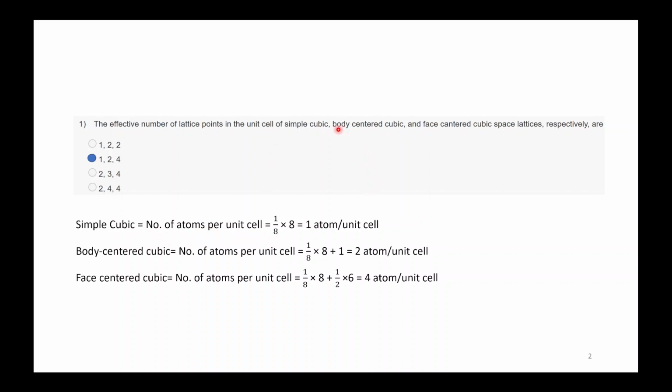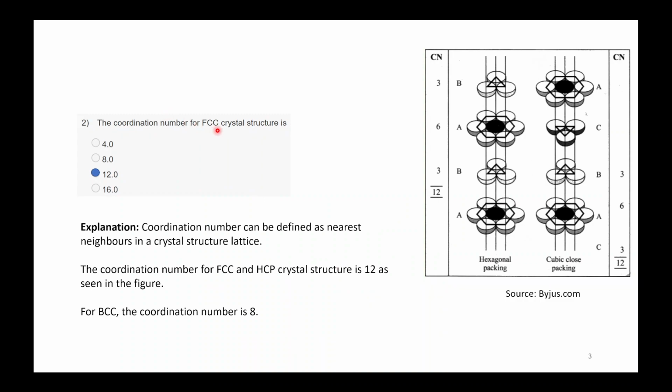Packing, effective number of atoms. This is easier. You can easily calculate. For example, corner atoms in simple cubic. In BCC you have to add one body center atom also. In FCC you have to add face center atoms. Coordination numbers are also something you should remember.